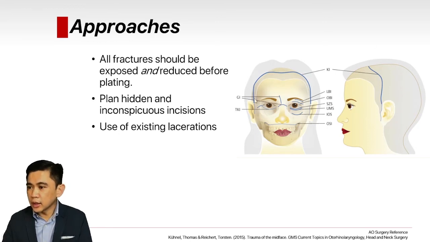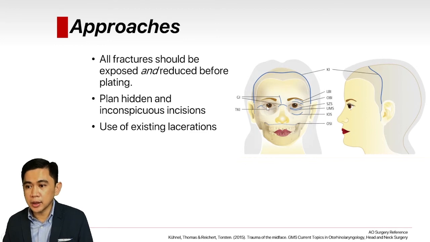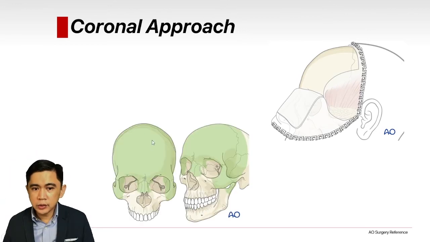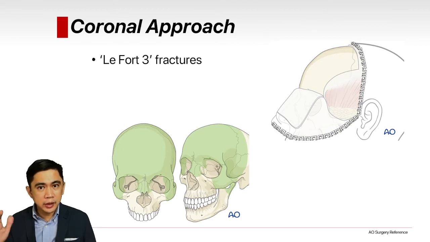We have here the Coronal Approach, the Lateral Eyebrow Approach, the Upper Blepharoplasty Approach, the Subciliary Approach, the Subtarsal Approach, the Infraorbital Approach, and the Vestibular Sulcus Approach. Also seen here is not a cutaneous approach, but a transconjunctival approach. The coronal or the bitemporal approach is used to expose the anterior cranial vault, the forehead, the upper and middle facial skeleton, typically in the Lefort 3 fractures.